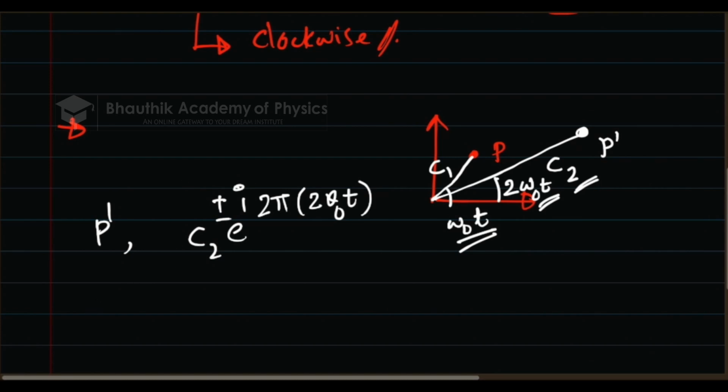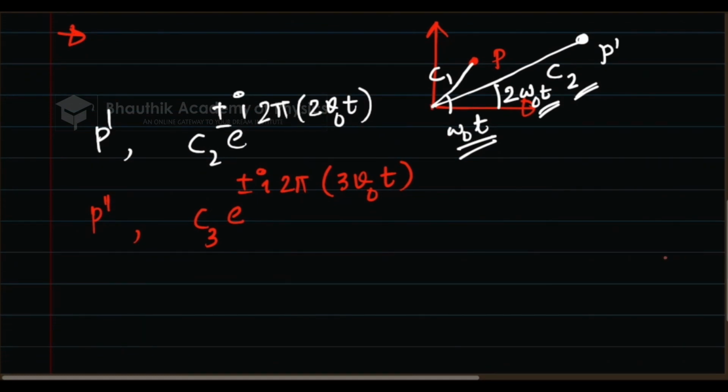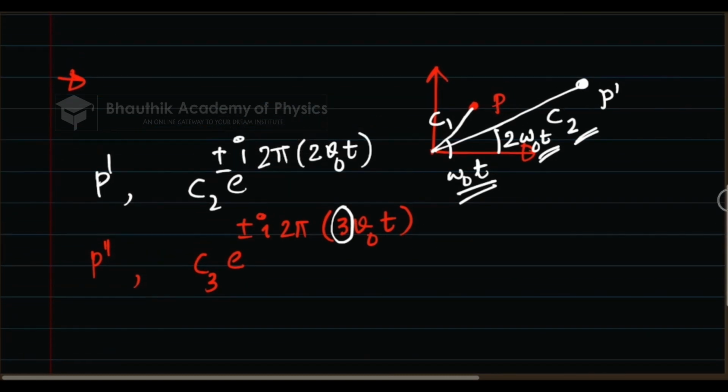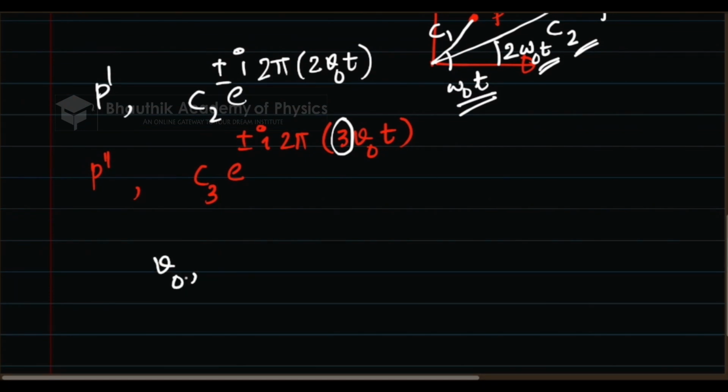Now if I add another vector, let's say P double prime, I can have another complex notation corresponding to that. So I'm going to say C3 e raised to plus or minus i 2 pi. This time, let's say the angle is 3 times nu naught t. The only change that I'm making is, as I add vectors, I add a number here. That is, if the frequency of my first vector is nu naught, the frequency of my second vector is 2 nu naught, the frequency of my third vector is 3 nu naught.